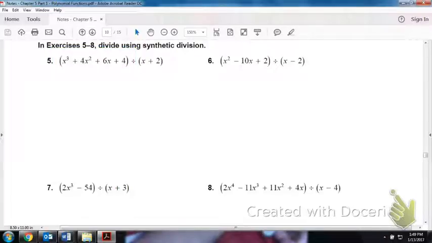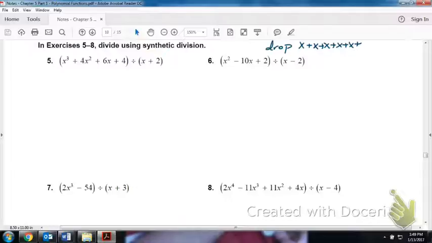So here's basically the pattern. You're going to start off, you're going to drop the first coefficient, and then you're going to multiply, add, multiply, add, multiply, add. You just keep following that pattern until you are done. So you drop the first coefficient, then you multiply, add, multiply, add, multiply, add, multiply, add.